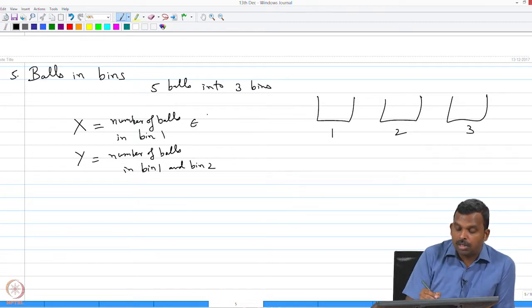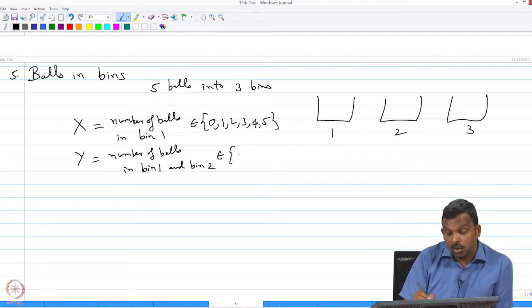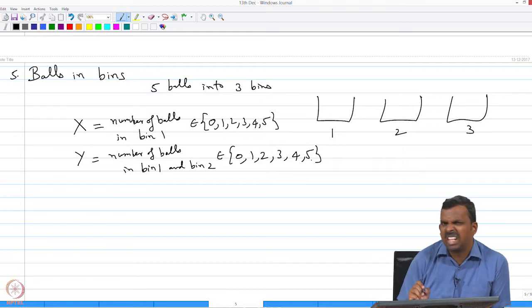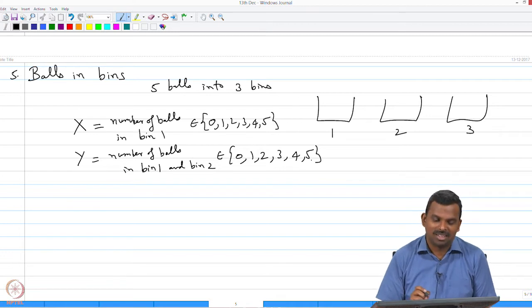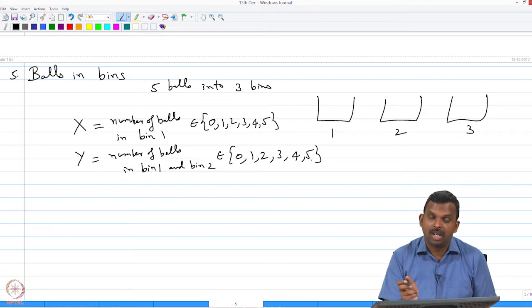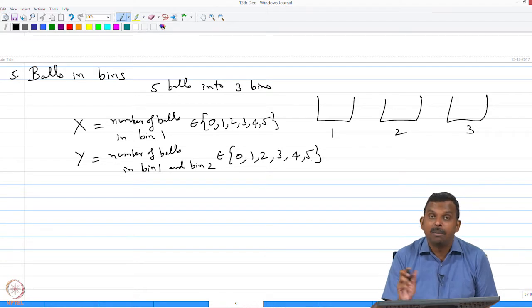Okay. So, now the number of balls in bin 1 takes 0, 1, 2, 3, 4, 5. The number of balls in bin 1 and bin 2 together also takes 0, 1, 2, 3, 4, 5. Do you agree? Think about it. It's not too difficult, but the logic is quite simple. So, if I consider the two together, what is the probability that it is going to be 0, 1, 2, 3, 4, 5, etc.? Is that all right?